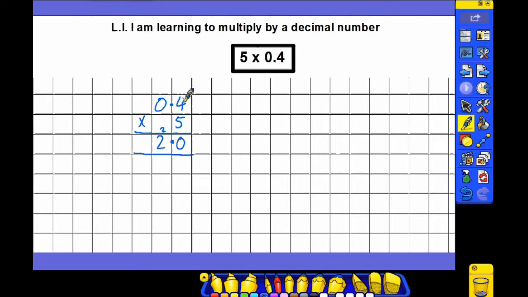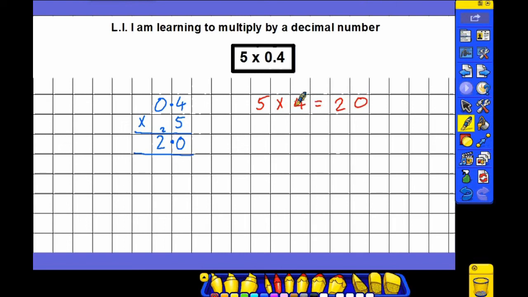To do that, we're not going to treat this as 0.4. What we're going to do instead is treat it as just 4. So we're going to do not 5 times 0.4, we're actually, and I'll do this in a different color, actually going to do 5 times 4. Now the answer to that is 20.